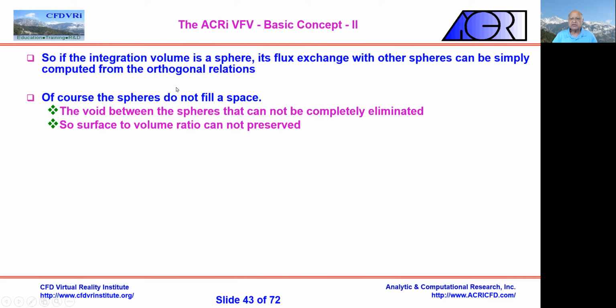So the integration volume of sphere, the flux between the spheres can be computed by orthogonal relations. And of course, the problem or disadvantage of using spheres is that spheres do not fill a space, right? If you put circles in a rectangle, there are going to be holes in that, right? So the surface to volume ratio is not preserved and the volume is not preserved, right? It doesn't matter how small I go, I can decrease the amount of space, but I can never make it zero, and I can never preserve the surface to volume ratio, I can only approach it.